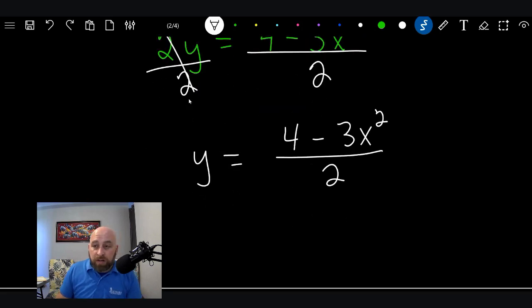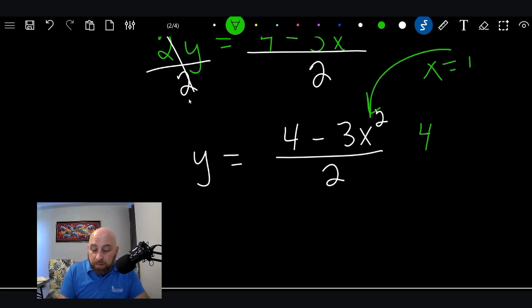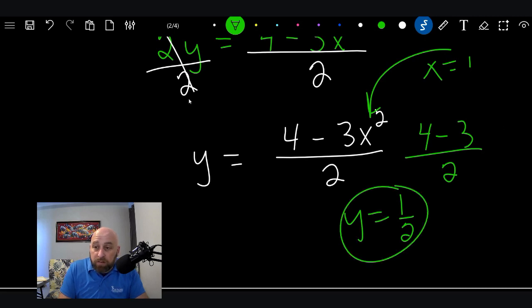So now here's the question. How many answers do I get? This is where you might want to try one. So let's put in an input. Let's say x equals 1. When we put x equals 1, what happens? We get 4 minus 3 times 1 squared, which is 1. 3 times 1 is 3, so we get 4 minus 3 over 2. 4 minus 3 is 1, so y equals 1/2. That's one answer.